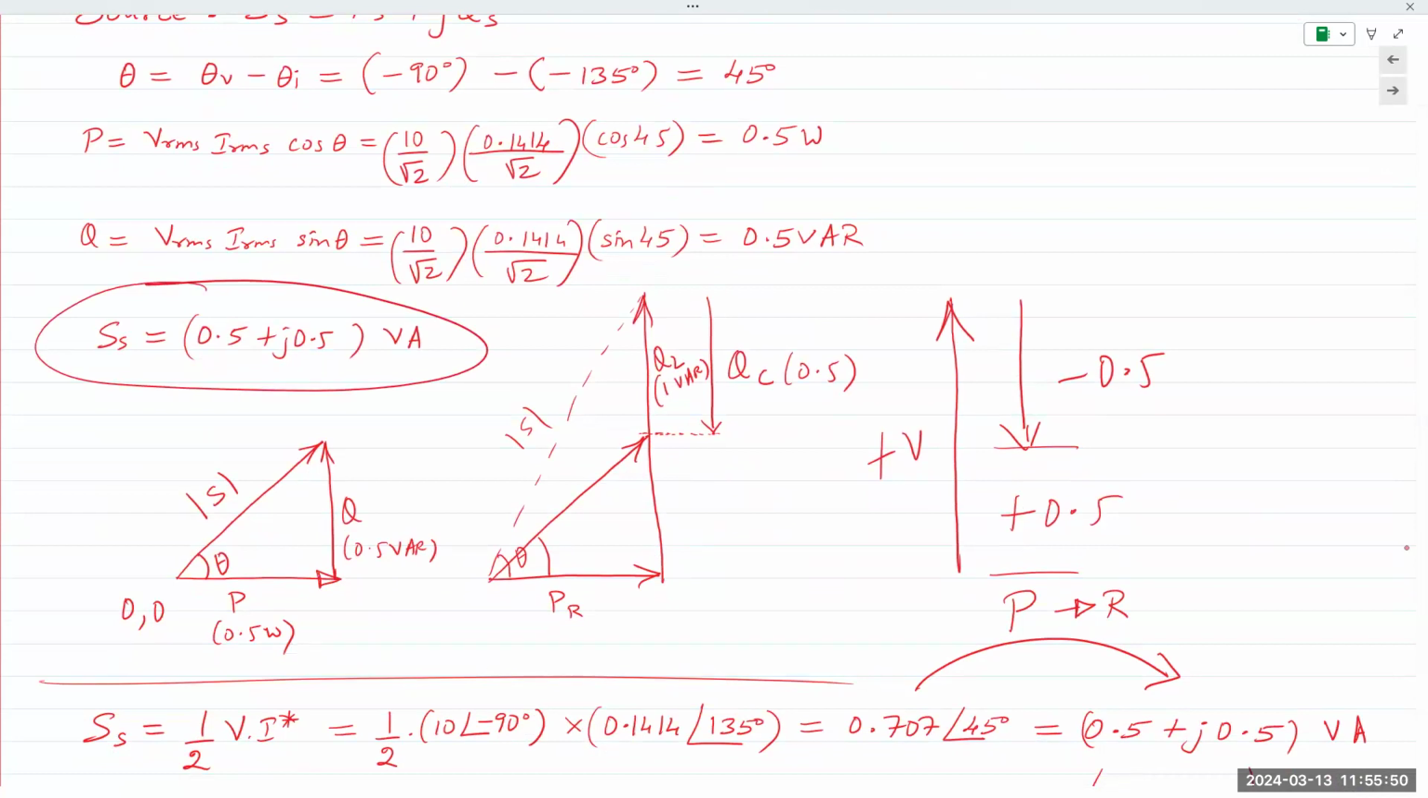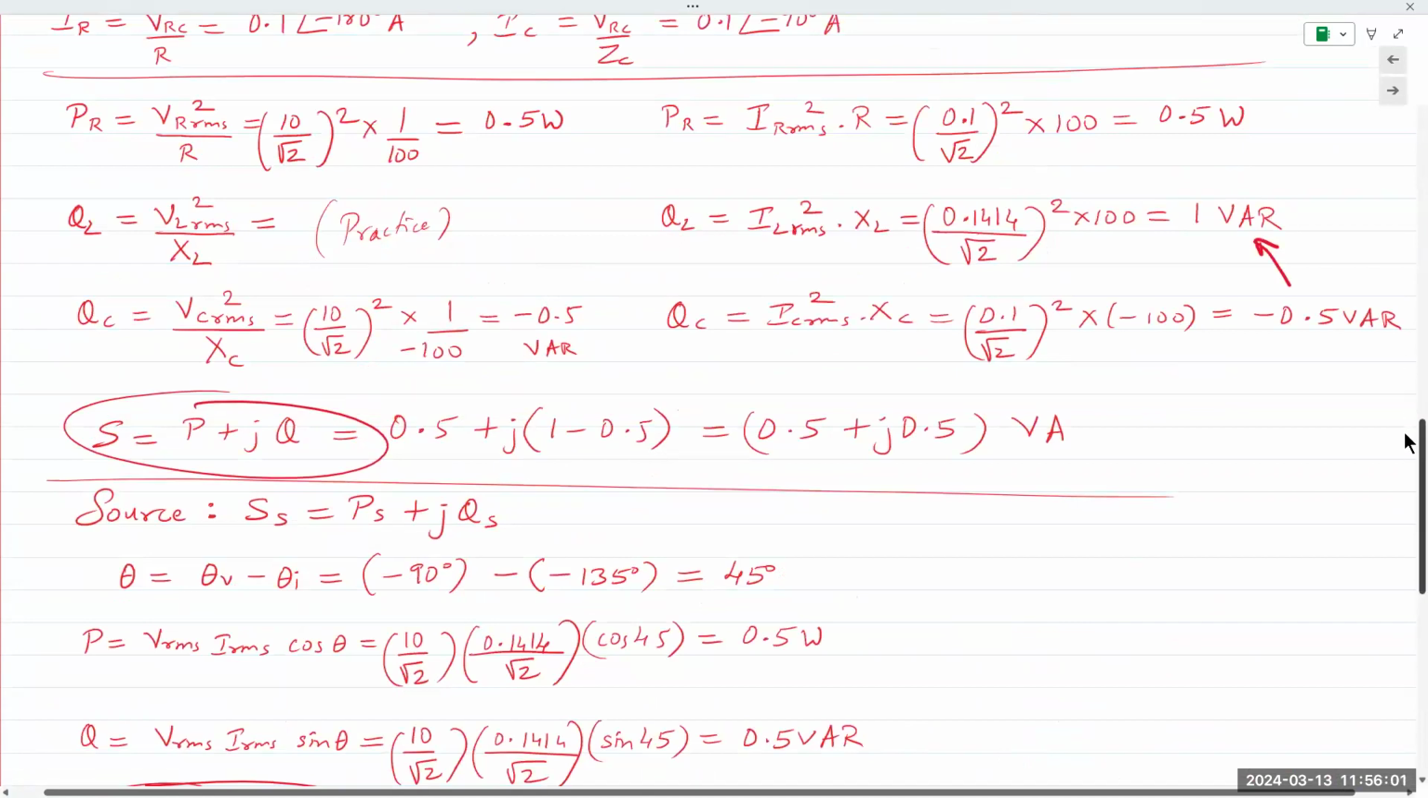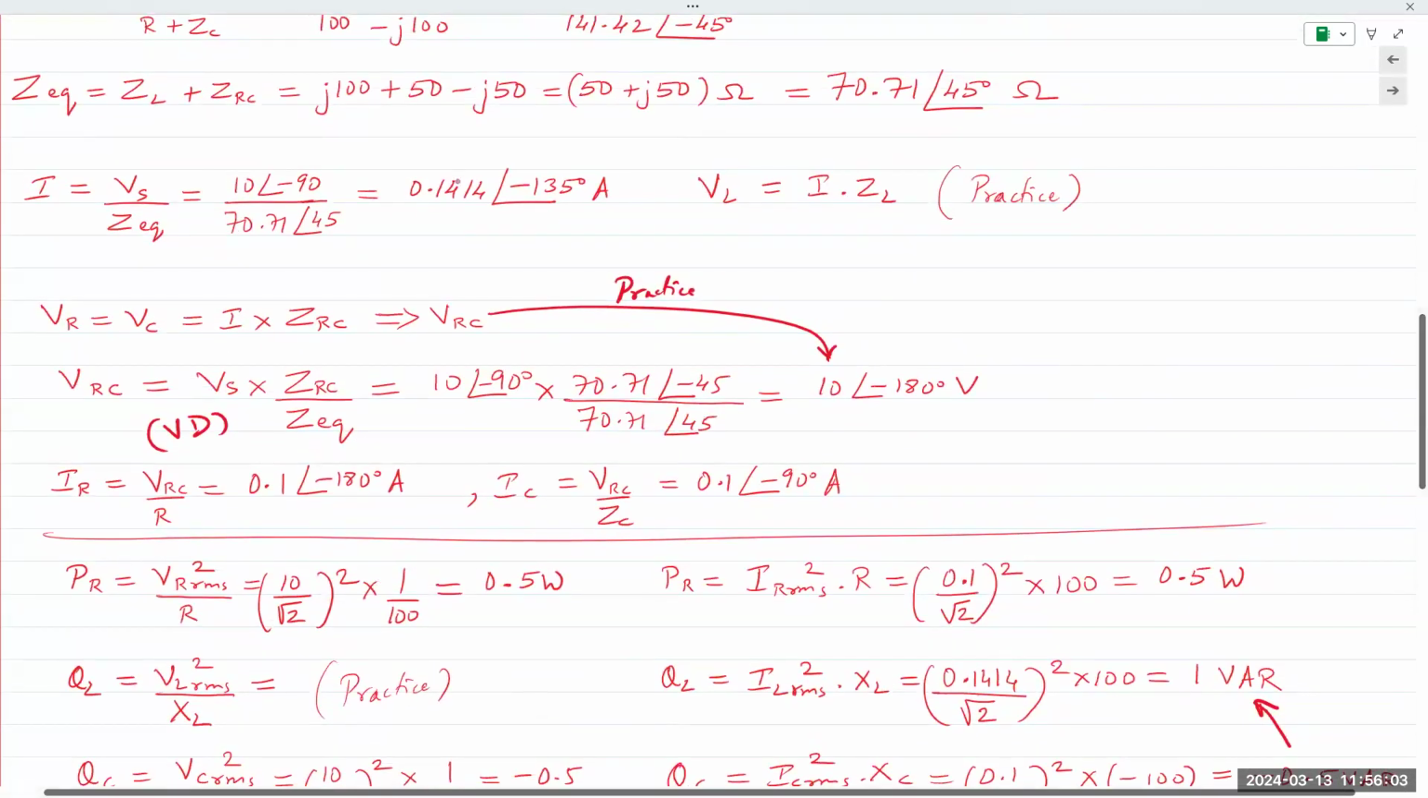So if the question was, find the total power being supplied by the source, you could stop at the current, right? You could stop directly. You could stop right here and skip directly to that end. You do not have to find anything else.